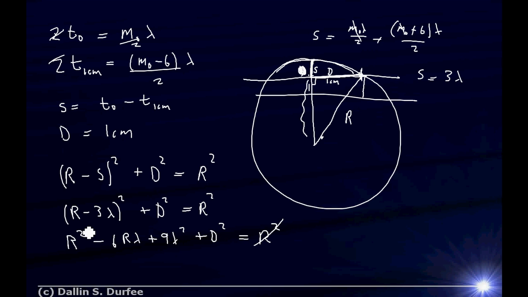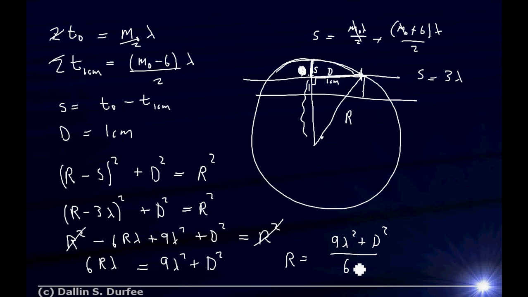How convenient. My R squareds cancel, and I can take my R to the other side, and I get 6 R lambda. I take this over to the other side, and that's equal to 9 lambda squared plus D squared, right? Divide by 6 lambda, and I'll find that R is equal to 9 lambda squared plus D squared over 6 lambda. All right, I stop for a minute. Do my units work? Yes, they do. I've got meters squared over meters, which gives me meters.